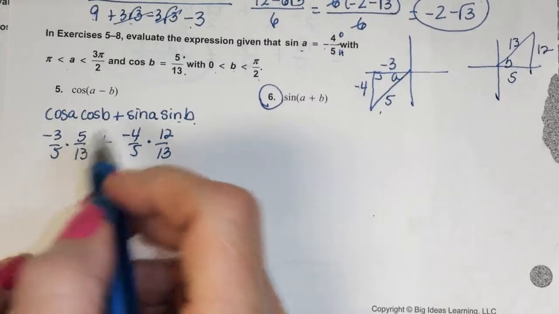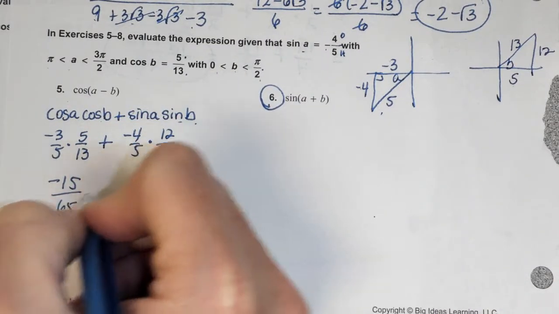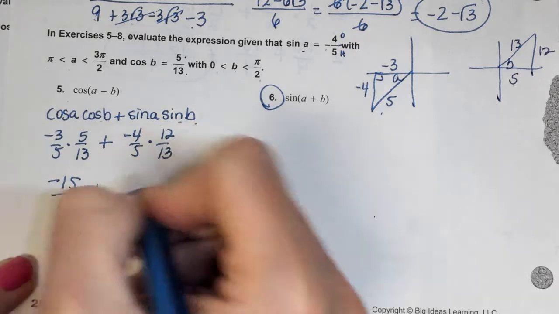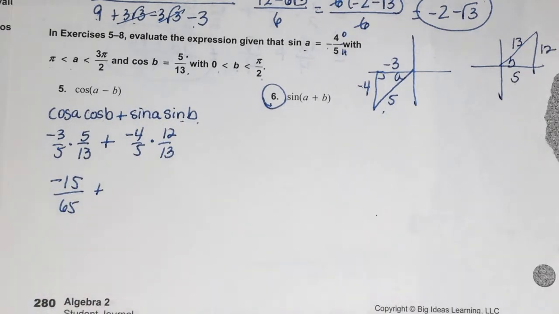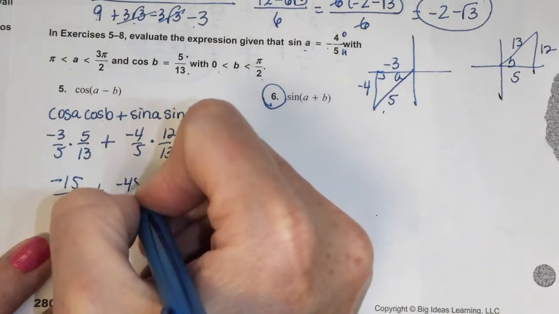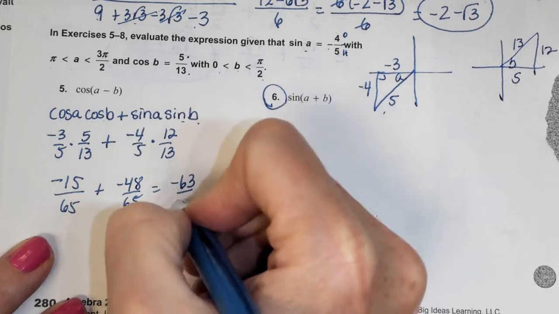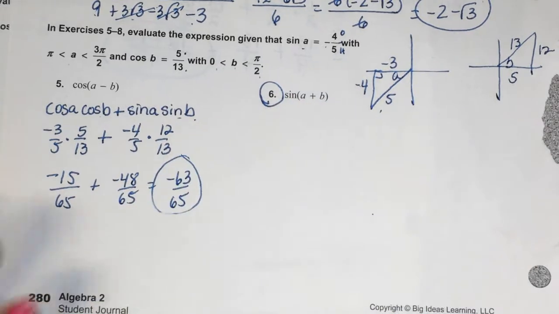And so now I'm just going to simplify this. I've got negative 15 over 65, and then plus negative 48 over 65, and that's going to be negative 63 over 65. Questions on that?